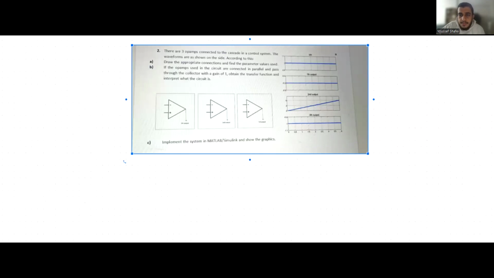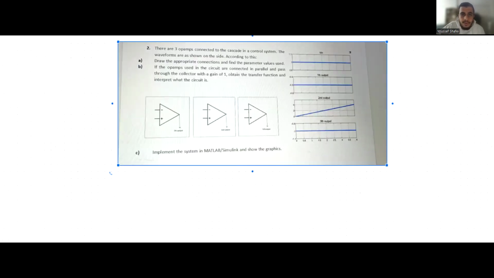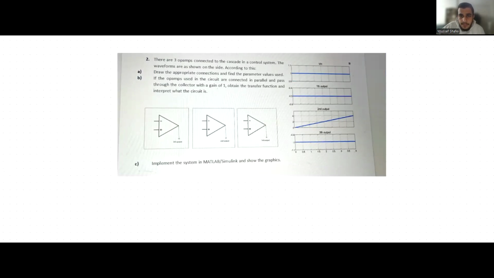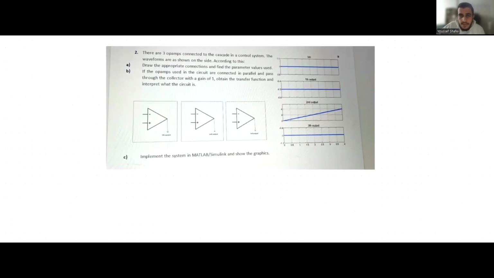In the second question, there are three op-amps connected in cascade in the control system. The waveforms are shown on the side. This is the input and these are the three outputs. Draw the approximate connection and find the parameter values used. If the op-amps used in the circuit are connected in parallel and pass through a collector with gain of 1, find the transfer function, and interpret what the circuit is and the system in MATLAB and show it on the graphics.